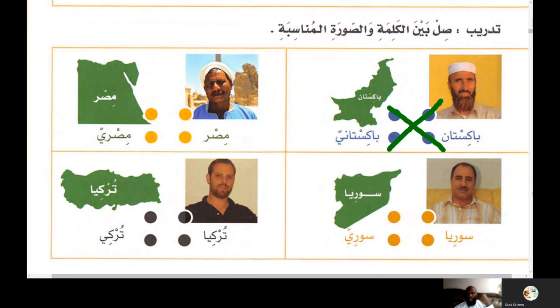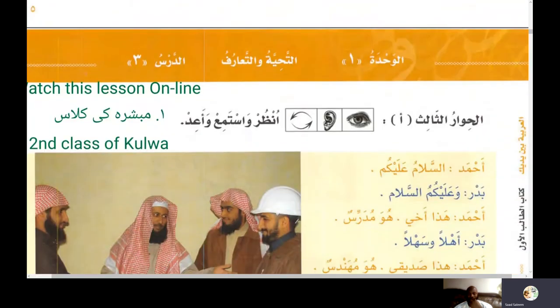Read the question. Sila bayna al-kalimat wa as-suwar al-munasiba. That is telling me to make the connection between the word and the appropriate picture. Okay? So this is your homework. When you have the book, you will solve it and send it to me. Okay. Inshallah.